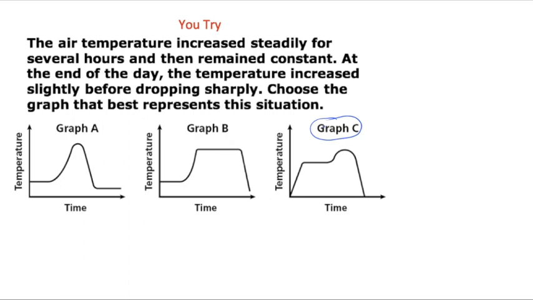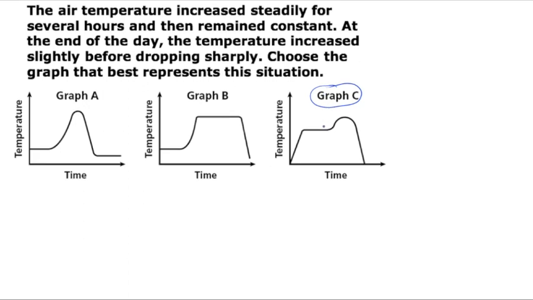All right, on this one, you should have had graph C. Graph C shows that you have the steady increase and then a period where you're constant. Then you see another increase followed by a sharp decrease.